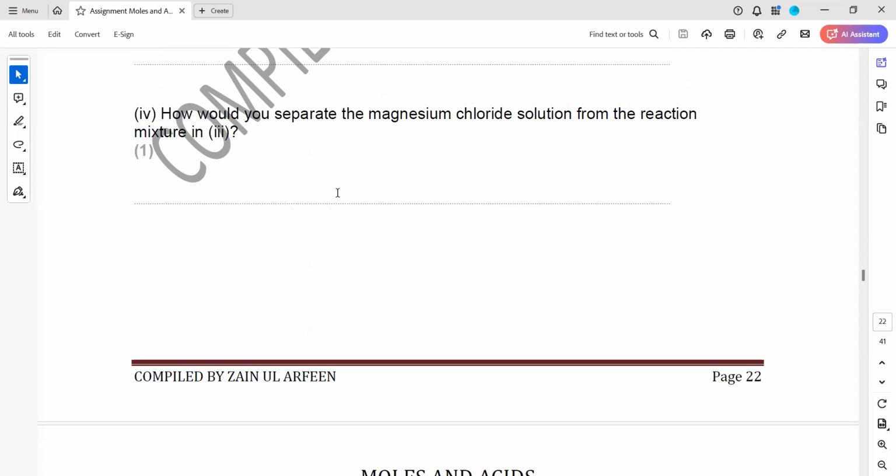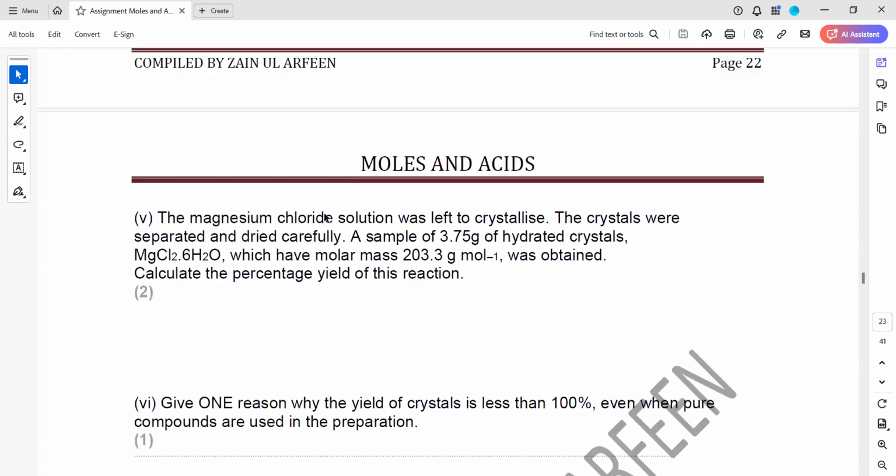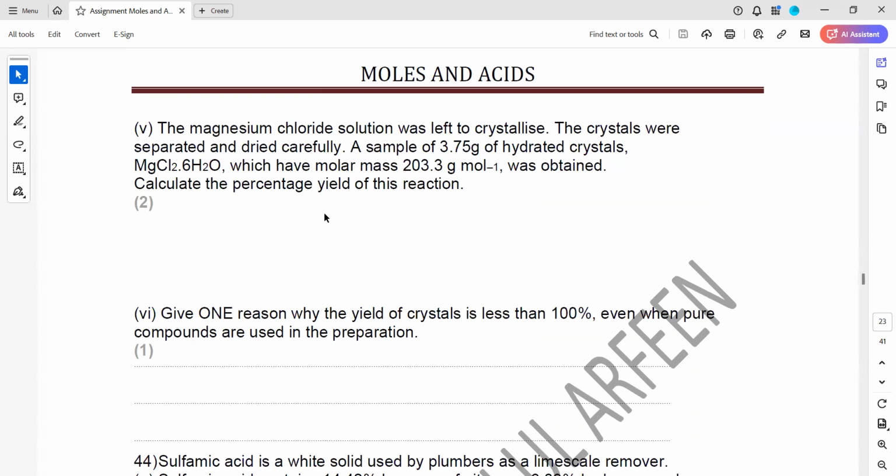How would you separate the magnesium chloride solution from the mixture? So there is excess magnesium carbonate. What we should do is use filtration. The magnesium chloride solution was left to crystallize. The crystals were separated and dried. 3.75 grams of hydrated crystals were obtained, which have a molar mass. Calculate the percentage yield.